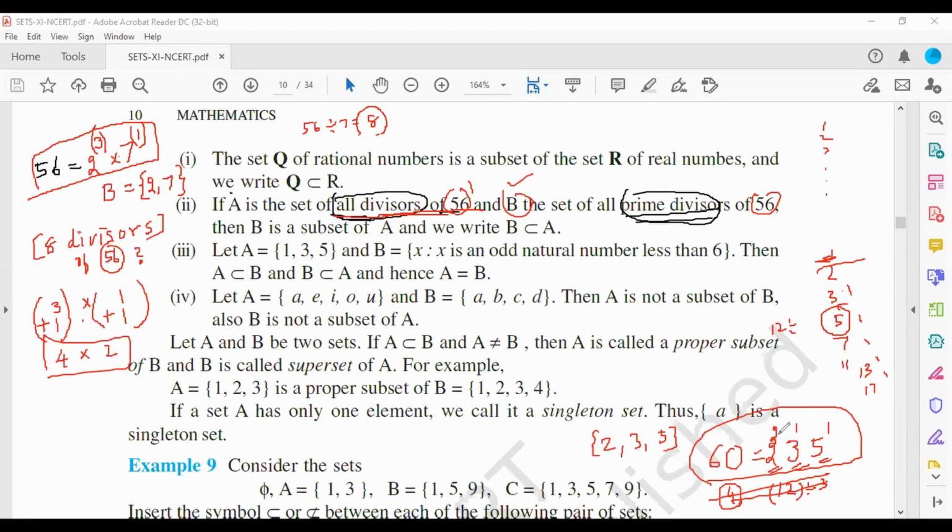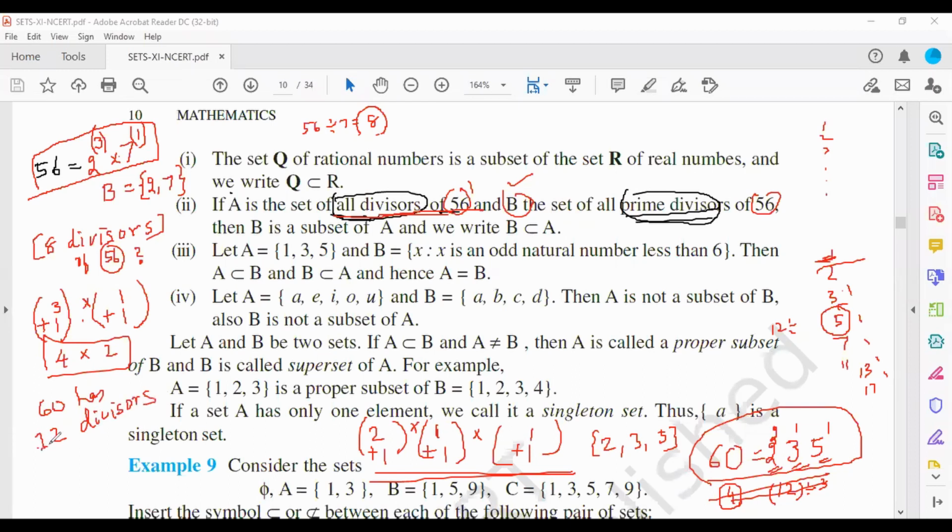But when you want to create a list of total factors, what you have to do is keep the powers ready. But before multiplying, don't multiply that power. Add one more to each. So how many divisors do you find now? 3 into 2 into 2. So that becomes 12 divisors. So 60 has totally 12 divisors.